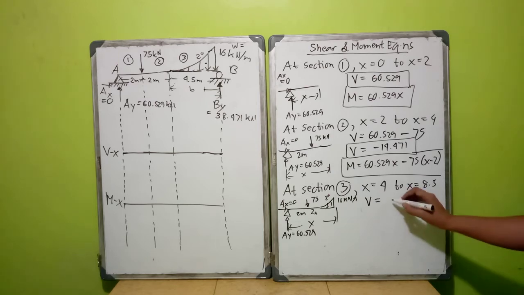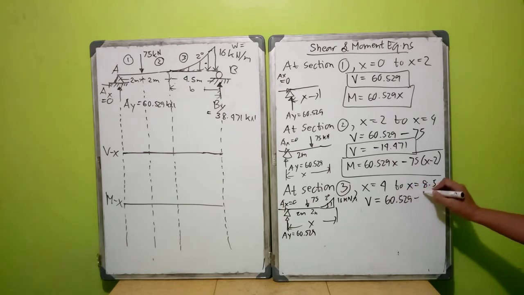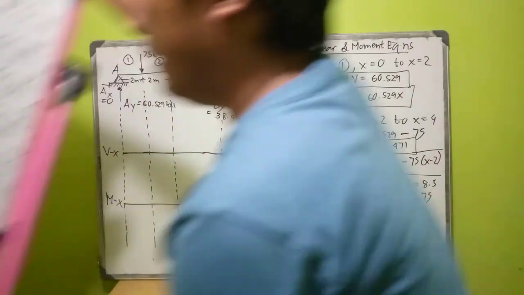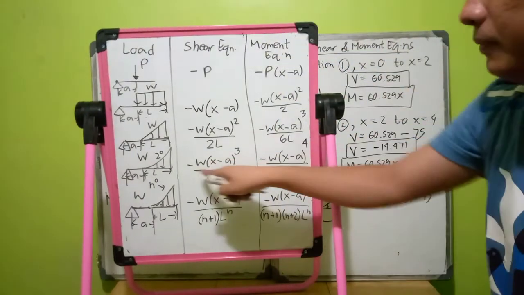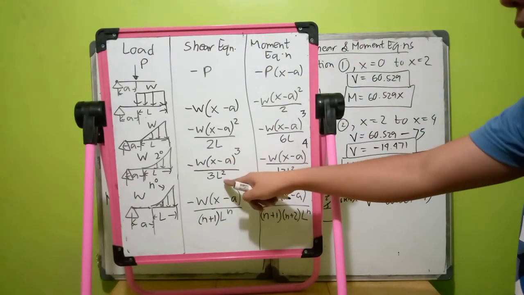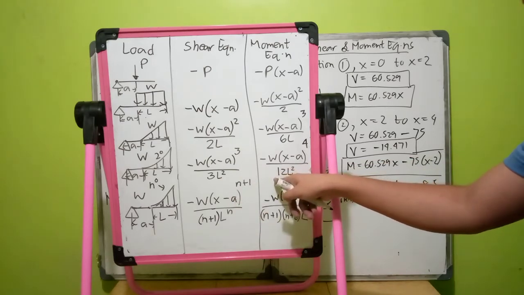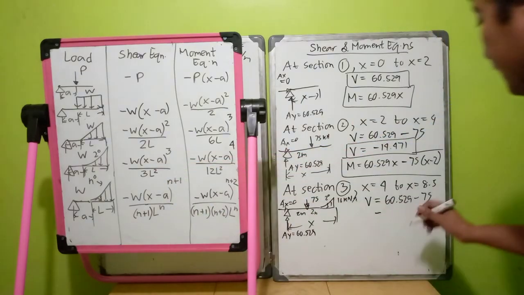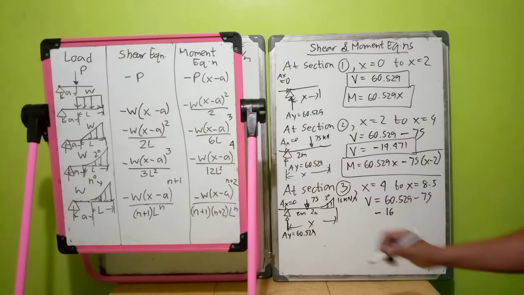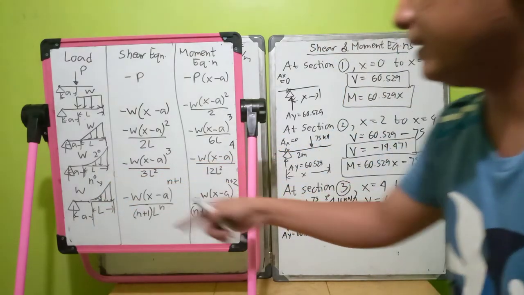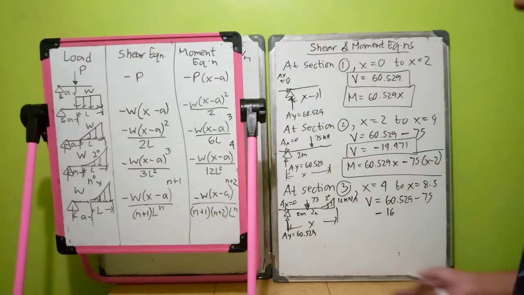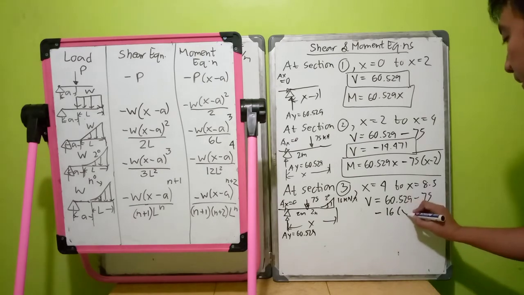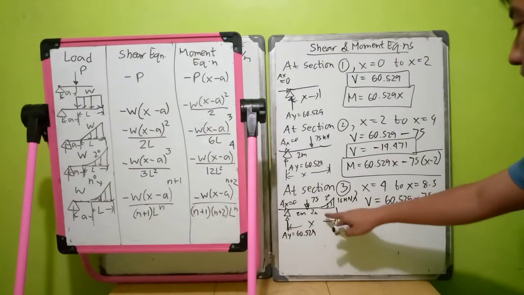Okay, so we have V is equivalent to, okay, let's conserve space. V is equal to 60.529 minus 75 since it's downward, and then we have this equation for 2 degree curve. Okay, so we have negative W times X minus A cubed over 3L squared for shear, and negative W times X minus A to the 4 over 12L squared. Okay, since it's shear, the W here is 16. And then the L here is actually the length of your distributed load. So here, it is 4.5. So negative 16 times X minus A, where A from the left support is obviously 4.